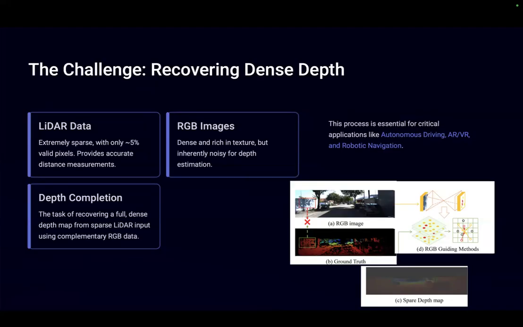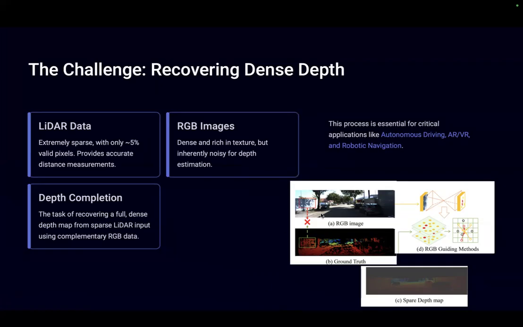The second was the RGB images. As we know, they are dense and rich in texture, but they are noisy. So the task is to recover the full dense map from the sparse LiDAR input data, which holds the distance measurements, and also use the RGB data as a complementary source.